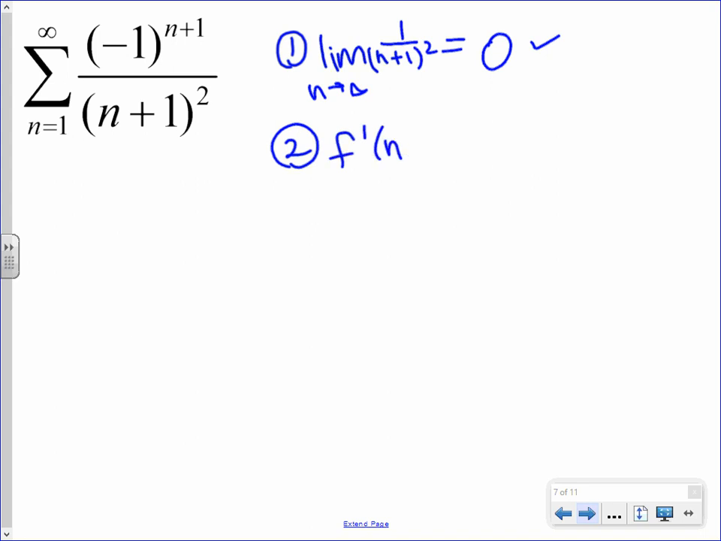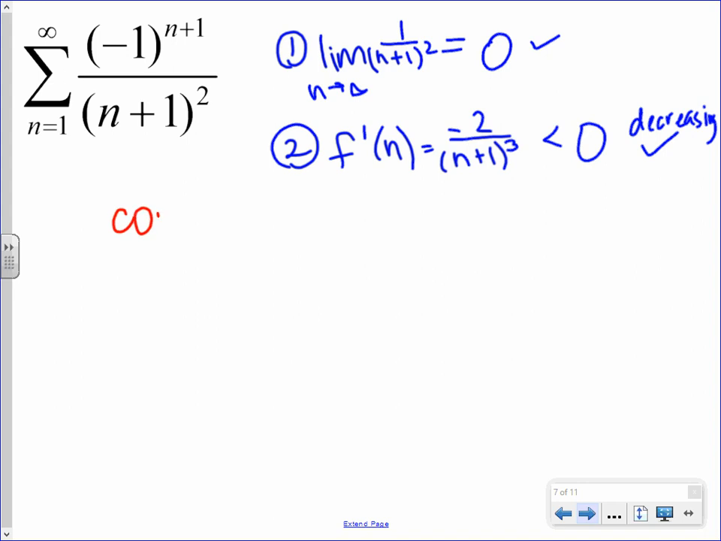Next, we need to make sure it's decreasing. So if we take the derivative, we have negative 2 over (n plus 1) cubed, which is always less than 0, so we are decreasing. Right. Now we know that it converges based on the alternating series test.